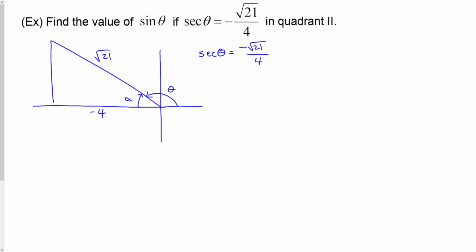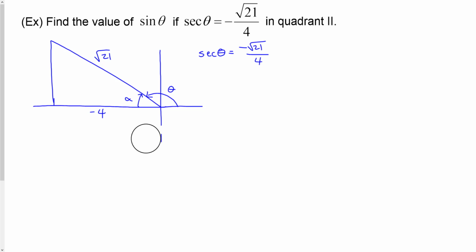Now, how did I know to put the negative with the 4 rather than with the 21, or the square root of 21? The reason is that the radius is never going to be negative. So we have that to work with. So that's the reason I chose it to go there. And also, in quadrant 2, the x values are all negative. And so I knew that this x value was going to have to be a negative number.